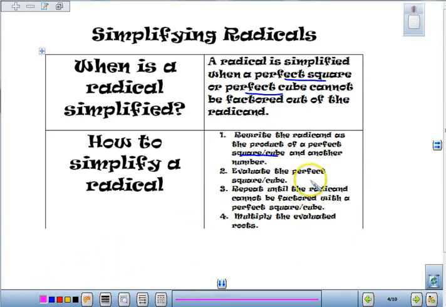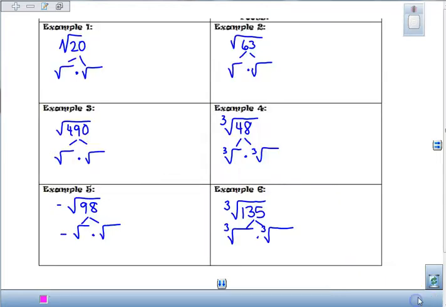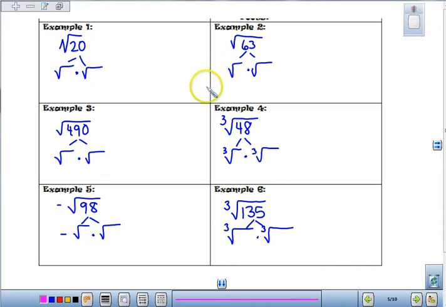So rewrite them, say them out loud, whatever you need to do. You're then going to evaluate the perfect square or cube, which you should be able to find the square root of that. Repeat until the radicand cannot be factored with a perfect square or cube, and then multiply your roots. So we're going to do some examples. You should see these examples in your notes. And we are asked to simplify.